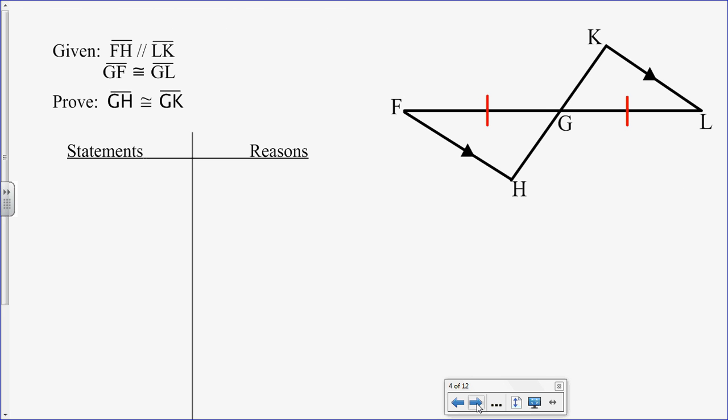Number 4, we're asked to prove 2 triangles congruent. Actually, we're asked to prove 2 sides are congruent of 2 triangles. So we're looking to prove, or trying to prove, GH is congruent to GK. What's the first step of every proof? Write the given. What do these lines mean? Parallel.